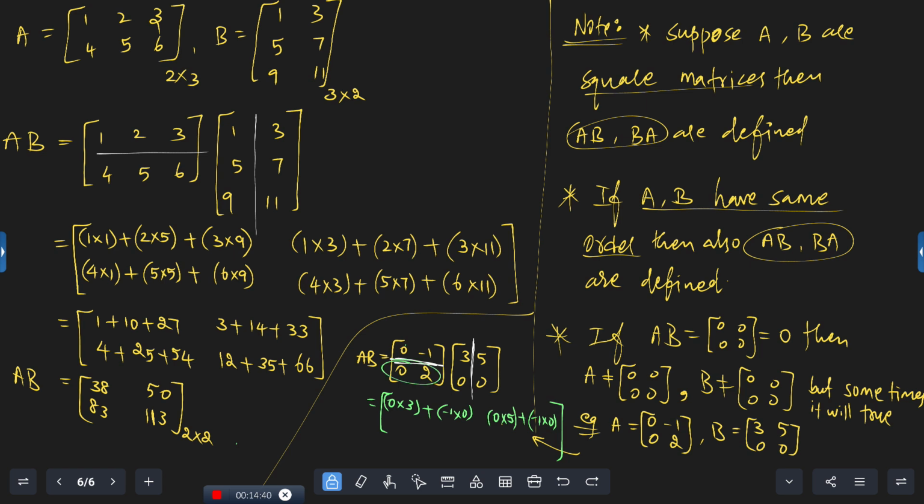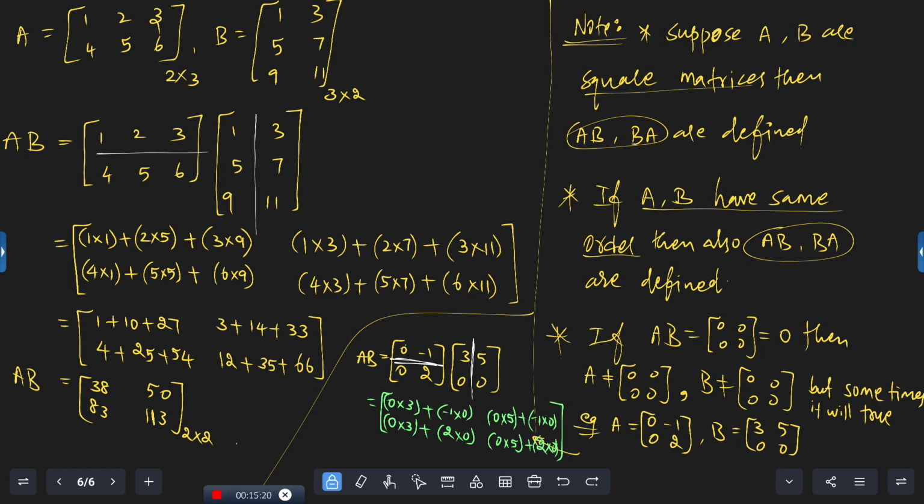In the same manner, now the second row I am going to take and multiply with each column. Second row with the first column means 0 into 3 plus 2 into 0. Second element to second element, 2 into 0. So one column is over. Then the same row we multiply with the second column. First element, 0 into 5, plus 2 into 0.